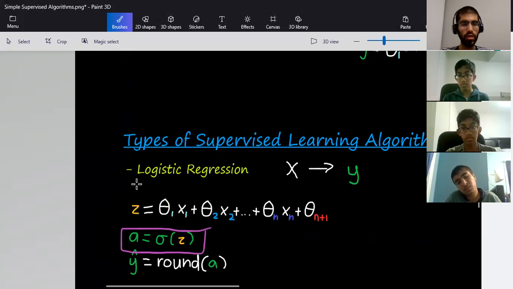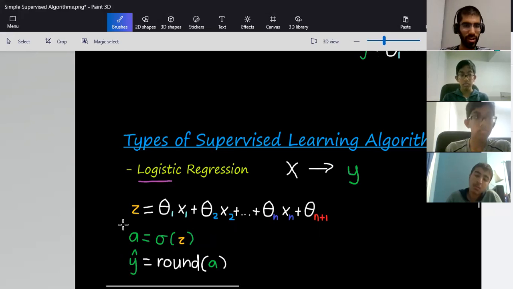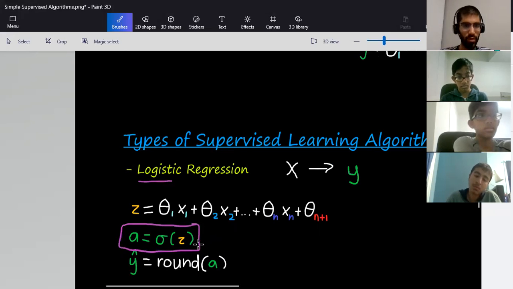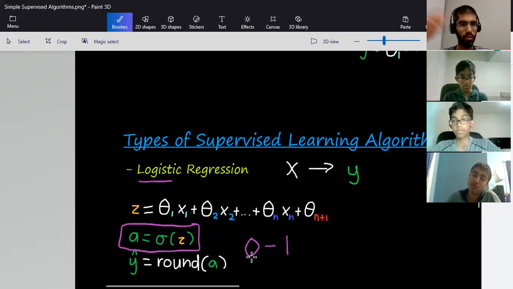And the reason why this algorithm is called logistic regression is because the sigmoid function has an alternative name. It's called the logistic function. So logistic regression just means regression, except you take the output and run it through a logistic or a sigmoid function. Remember, the sigmoid function just returns a 0 to 1 range, which is good because then we can round it to either 0 or 1. So we can make that prediction binary, 0 or 1.